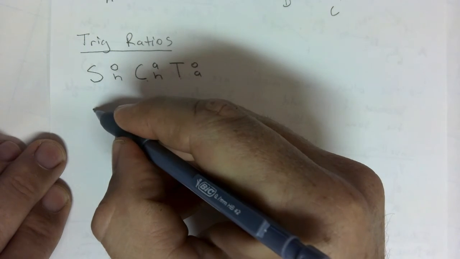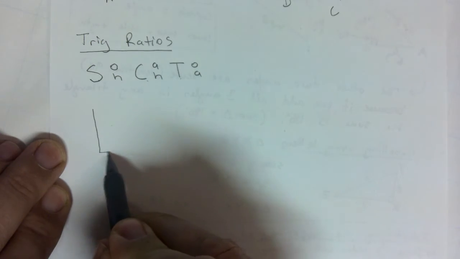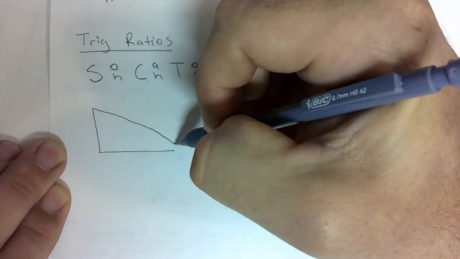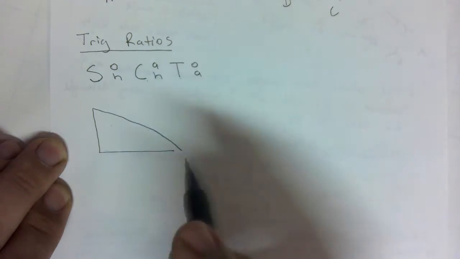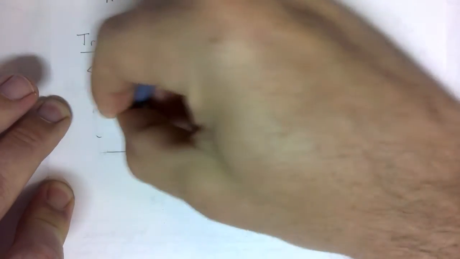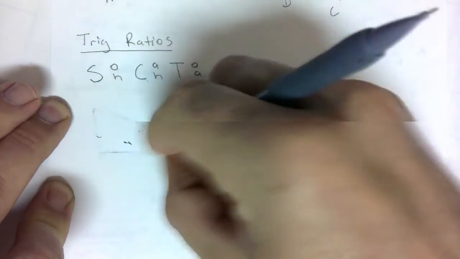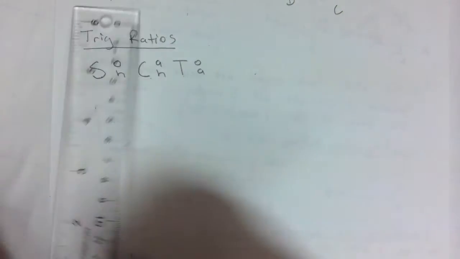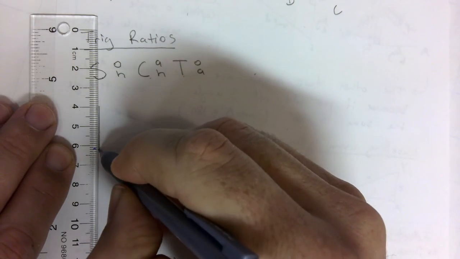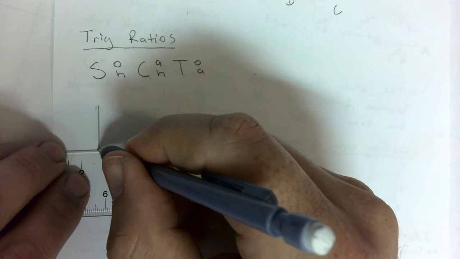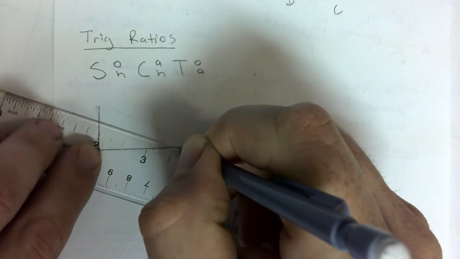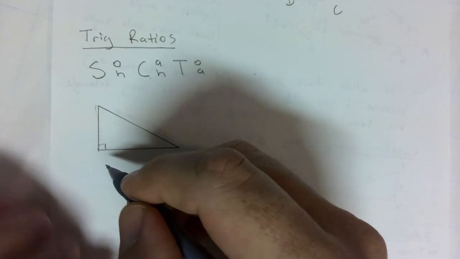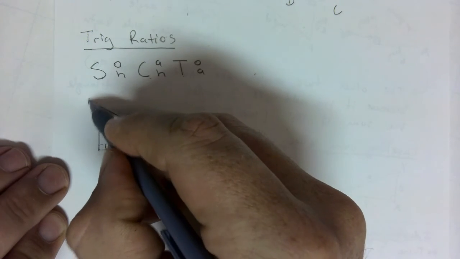So if you're given a triangle, and I'm going to use ABC, but it doesn't have to be. I'm going to redo that one. That's not good. I'm going to use a ruler for that one. If I don't have lines, I'm kind of lost. So if you have a right triangle like this, okay, and we're going to call this ABC.